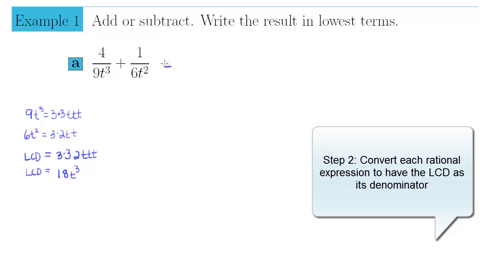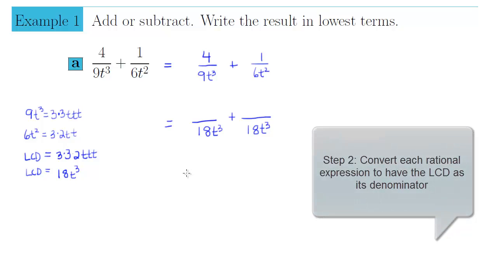I'm going to begin by taking my initial problem and rewriting it so I have more space. I'm going to put 4 over 9t cubed plus 1 over 6t squared. And we want to rewrite this into a problem where the denominators are the same, that is 18t cubed. So our job is to change the numerators so that this new expression has the denominator of 18t cubed. How do we do that?